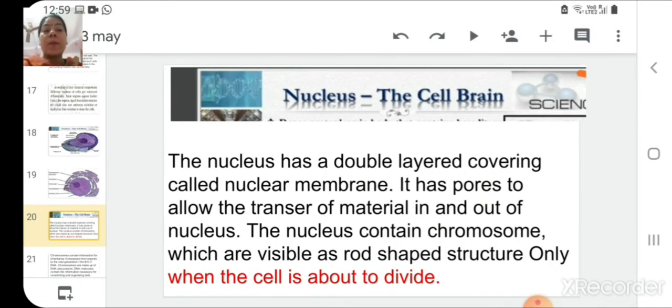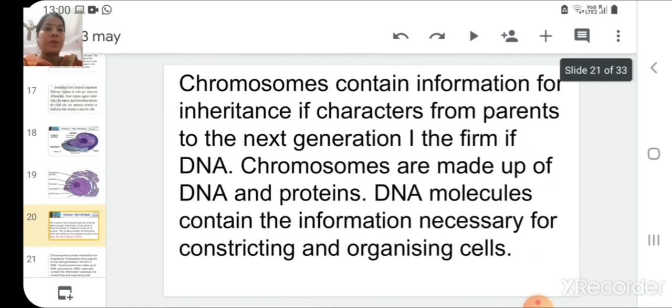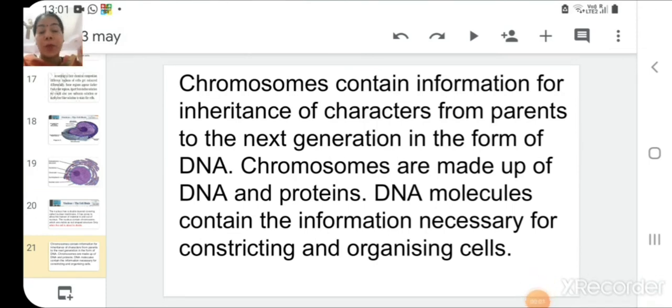The nucleus has a double layered covering called nuclear membrane. It has pores to allow the transfer of various material in and out of the nucleus. The nucleus contains chromosomes which are visible as rod-shaped structures only when the cell is about to divide. When the cell is doing preparations for cell division, only at that time are these chromosomes visible to us. These chromosomes are a very important part of the nucleus. These chromosomes contain information for inheritance of characters from parents to the next generation in the form of DNA.